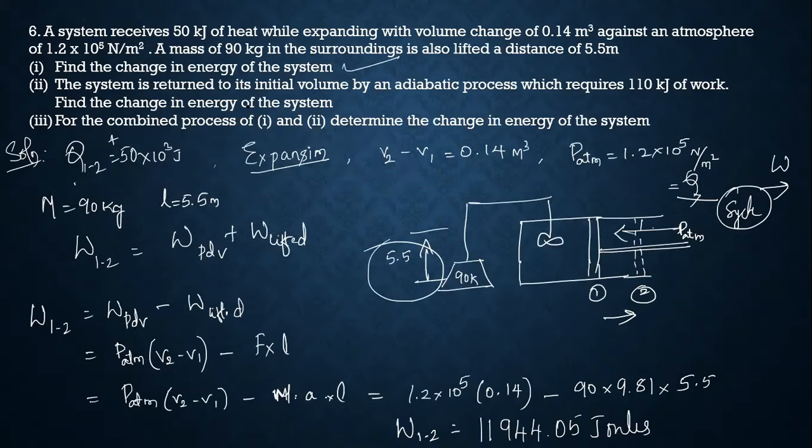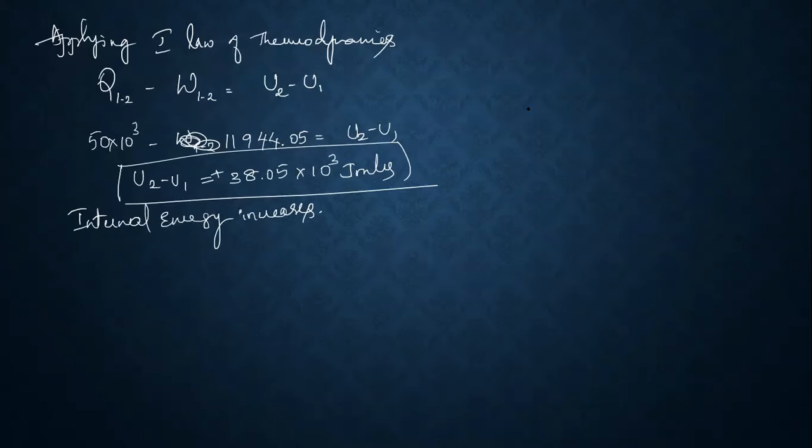Next, find the change in internal energy. The system is returned to its initial volume by an adiabatic process which requires 110 kilojoules of work. Find the change in energy of the system. Next, for the second one, the system requires 110 kilojoules of work. So this is the process 2 to 3.